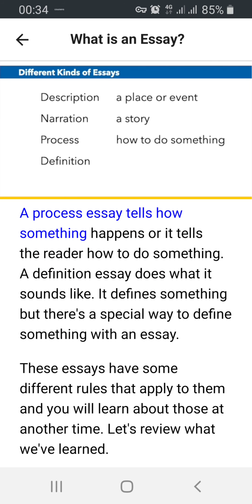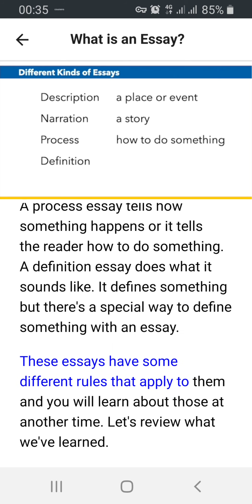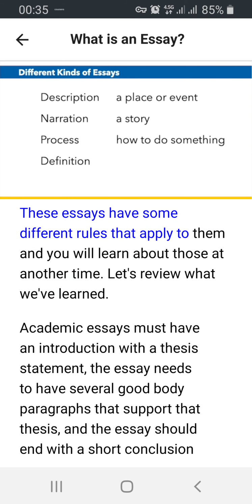A process essay tells how something happens, or it tells the reader how to do something. And a definition essay does what it sounds like. It defines something, but there's a special way to define something with an essay. These essays have some different rules that apply to them, and you will learn about those at another time.